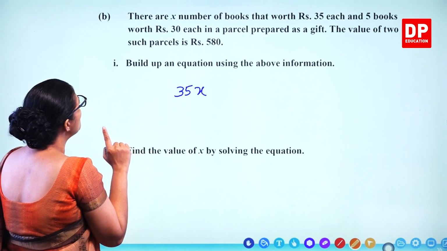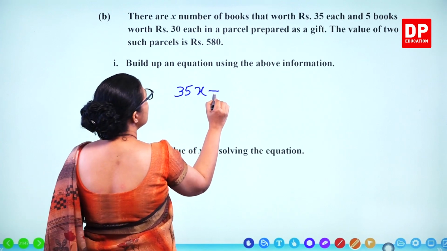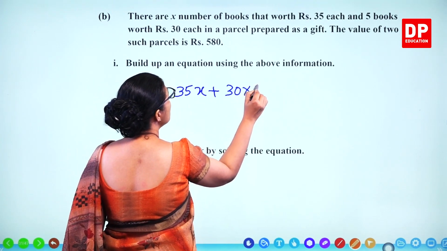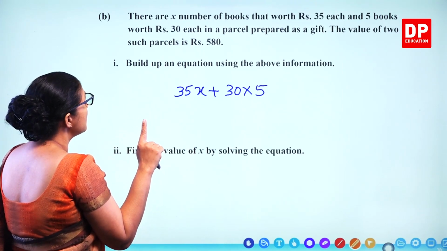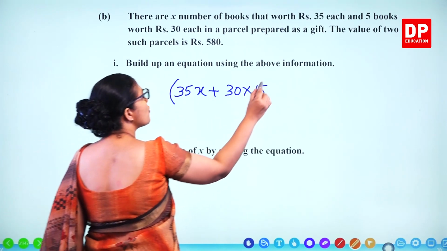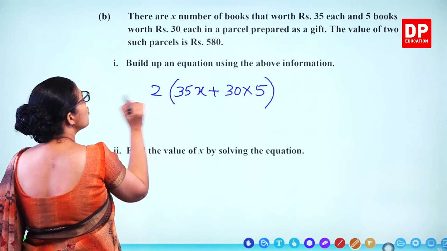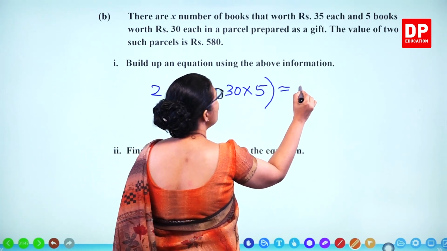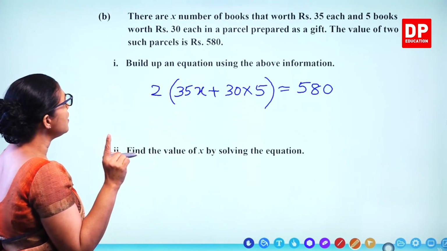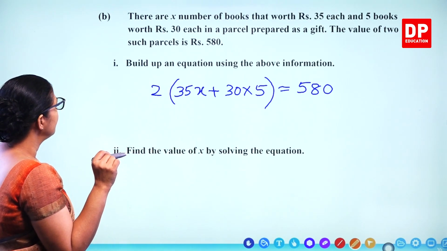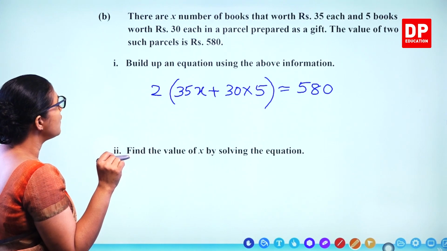And 5 books worth 30. 30 into 5, that's the total amount. That's one parcel. But the value for 2 such parcels, so you multiply by 2, is equal to 580. So that's the equation we get. Find the value of x by solving the equation.